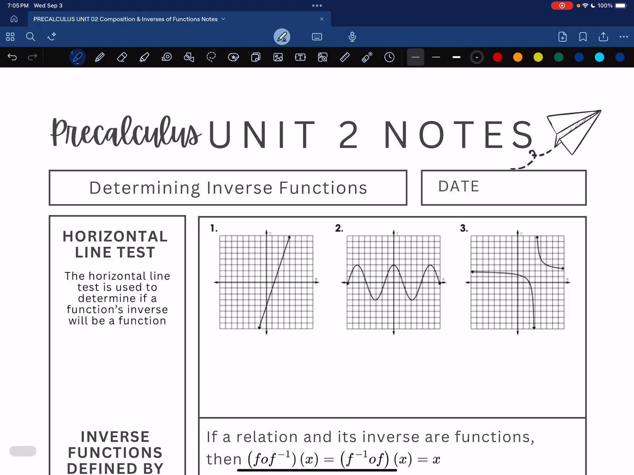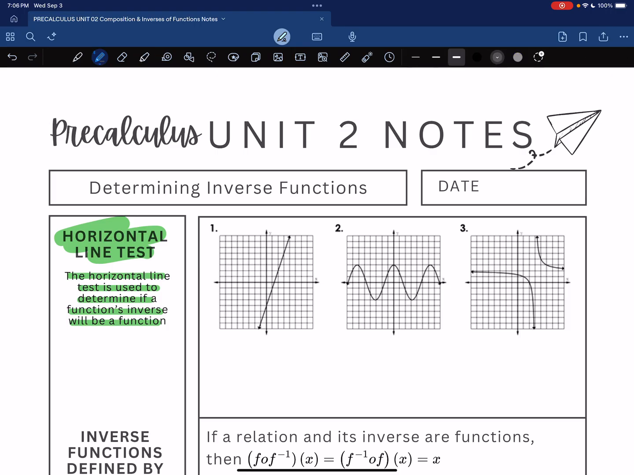Now, an important thing, part of our objective is to identify when we even would have an inverse for a given function. And the way that you'll know if a function has an inverse is using the horizontal line test. The horizontal line test is used to determine if a function's inverse will be a function.